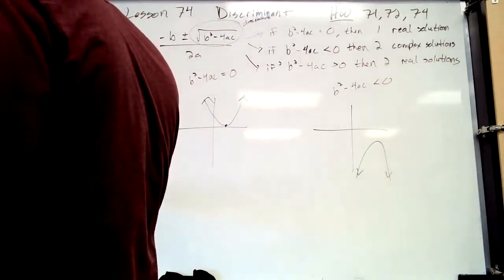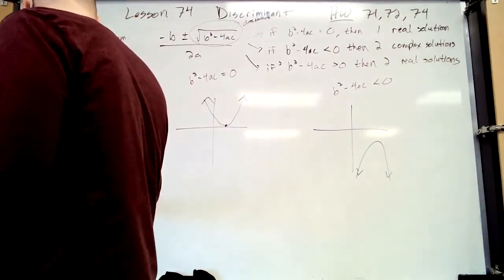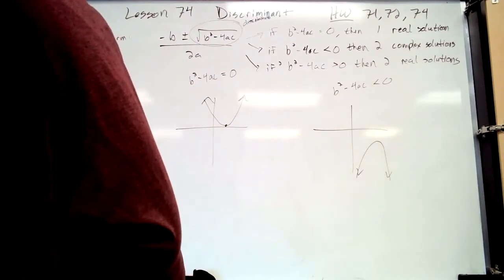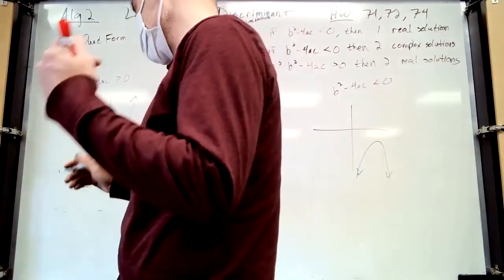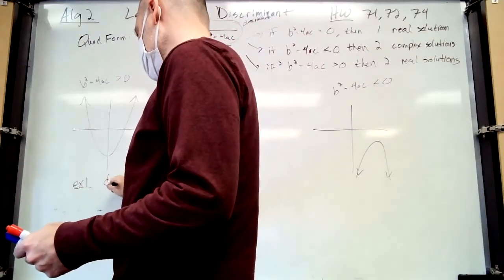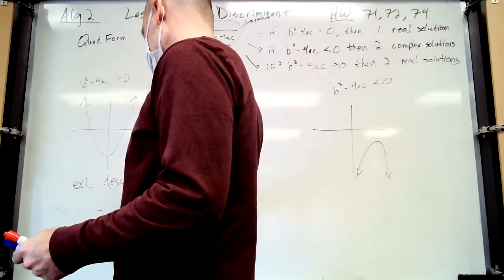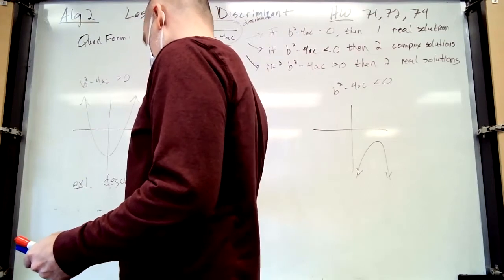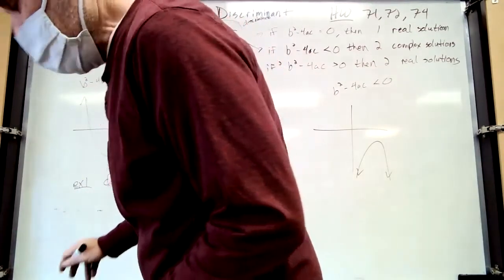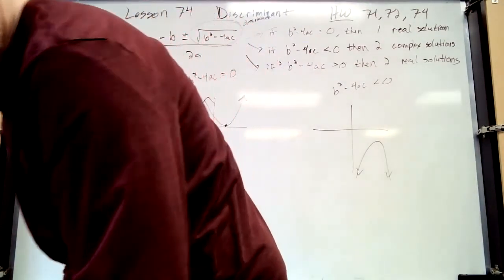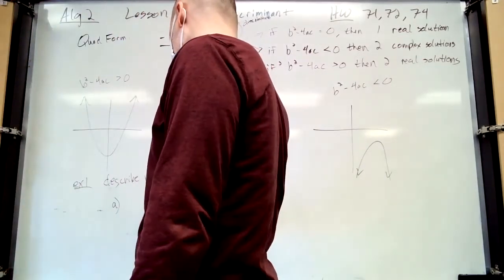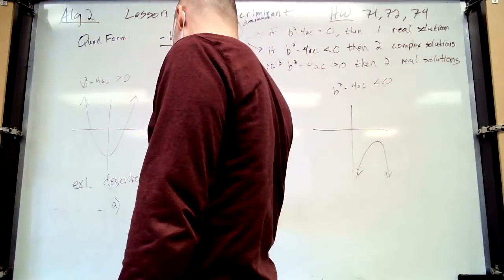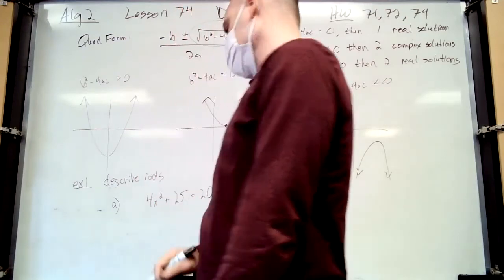These are going to be real easy. Example 1, I want to use the discriminant to describe the roots of each equation. So we're going to describe the roots. Remember, the roots are just the solutions. Describe the roots of A: 4x squared plus 25 equals 20x.